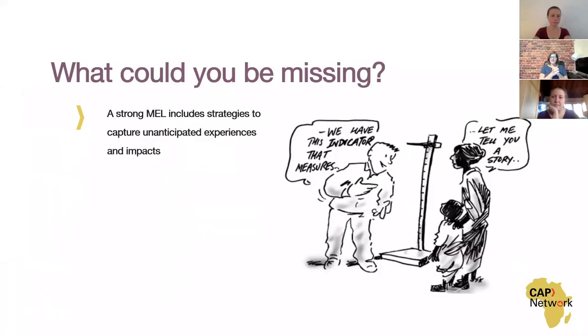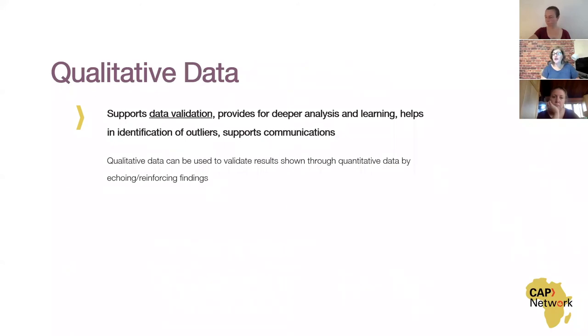So the other question to ask yourself, once you've got your indicators and your targets set, is what could you be missing, right? A good monitoring and evaluation and learning plan doesn't just seek to measure progress against the results you've already decided you're going to achieve or you're striving to achieve. It also includes strategies to capture unanticipated experiences and impacts. Recognizing that, of course, what you've got in your logic model or your theory of change is a hypothesis. It's what you think is going to happen, right? That doesn't mean that's what's going to happen, or there might be other things that take place that you haven't thought of in advance.